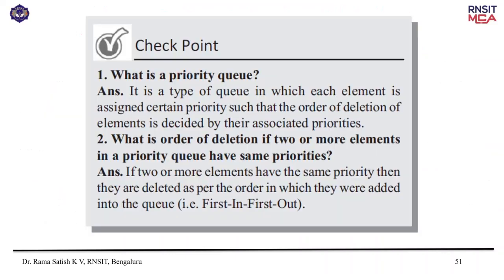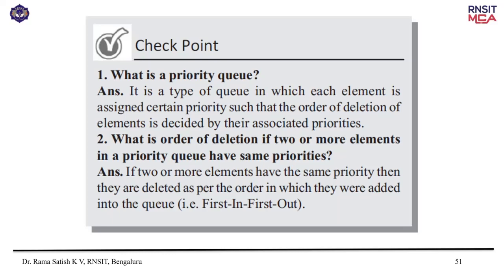Checkpoint. What we have done yesterday. Yesterday we discussed the priority queue. What is a priority queue? I think you know very well. It's a type of queue where each element is given some priority number. This priority number is very helpful in order to delete the element, to take out the element. So that is the definition.